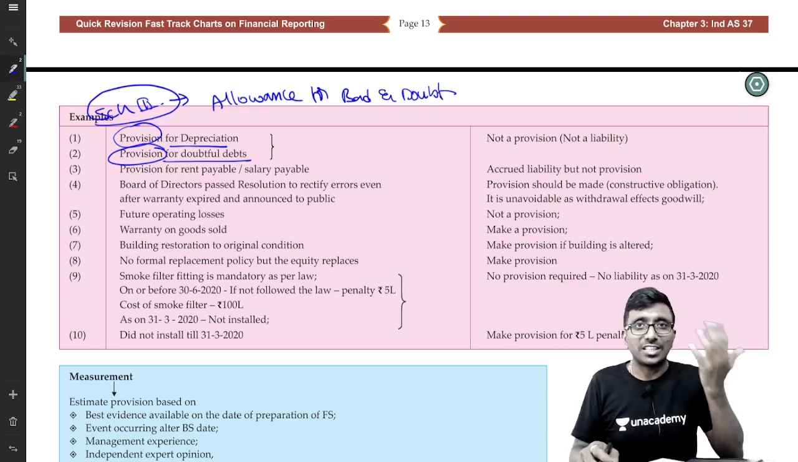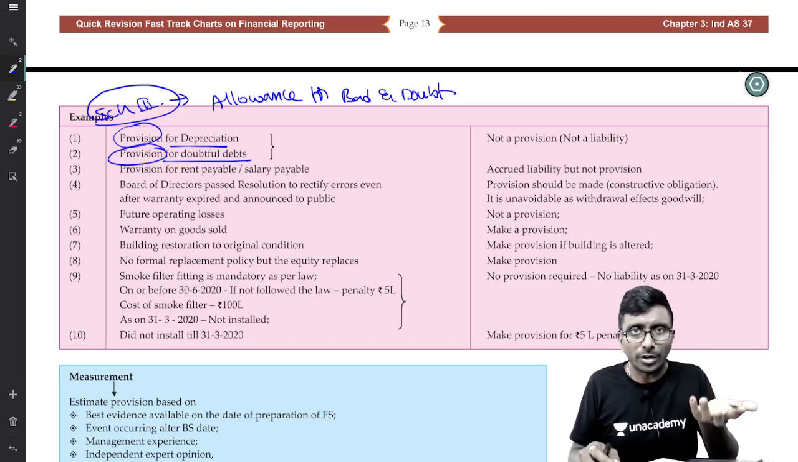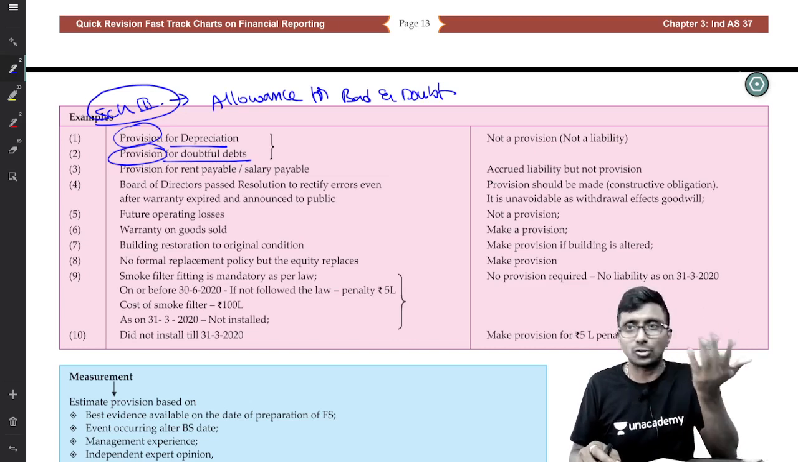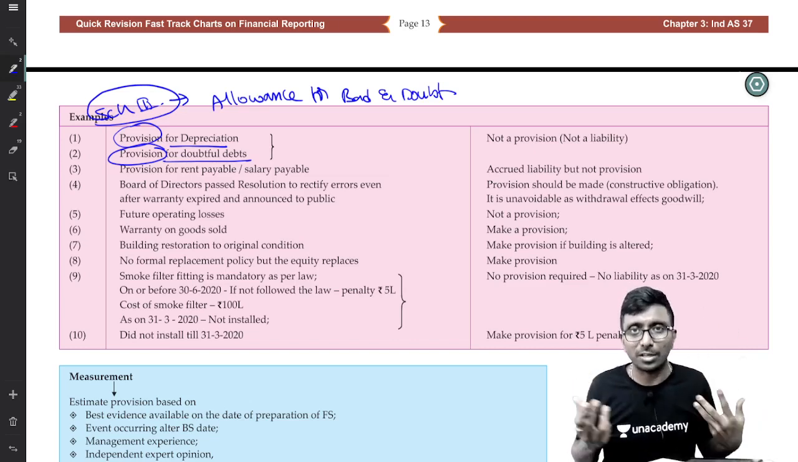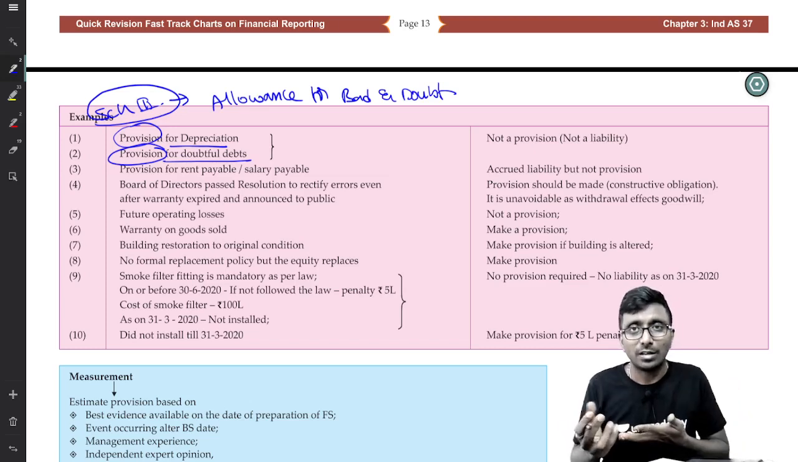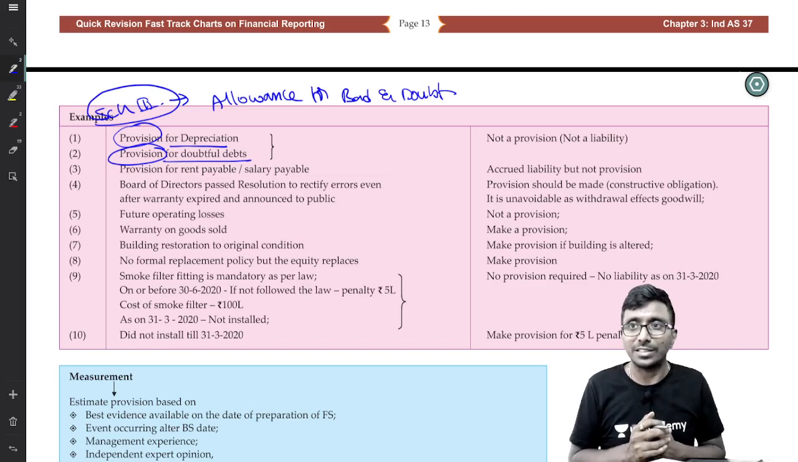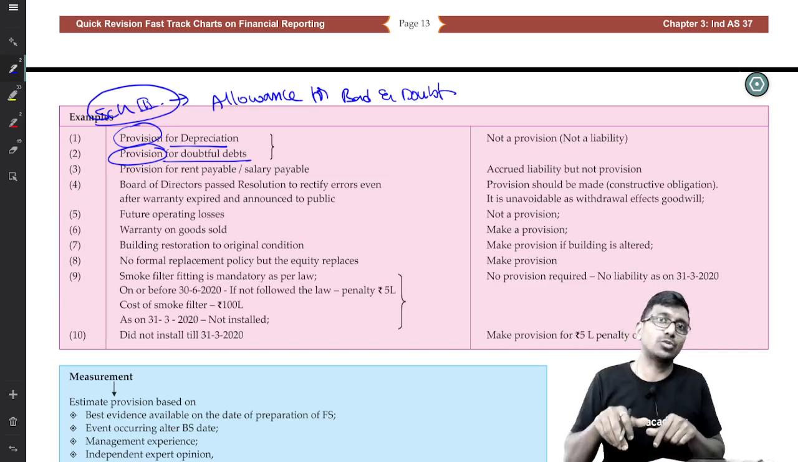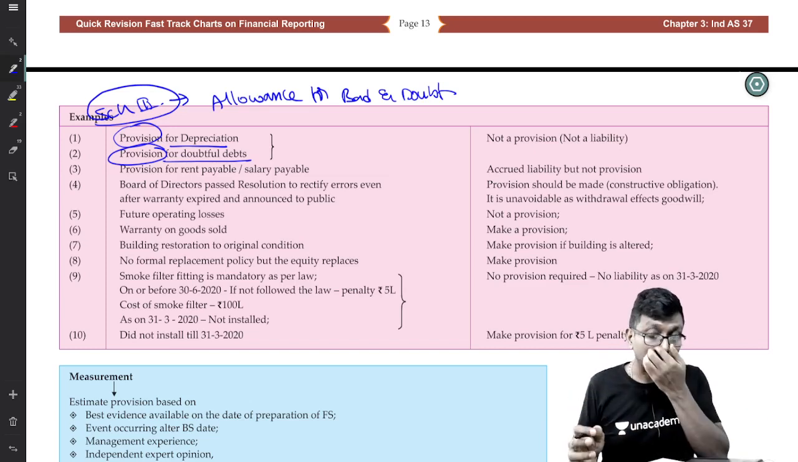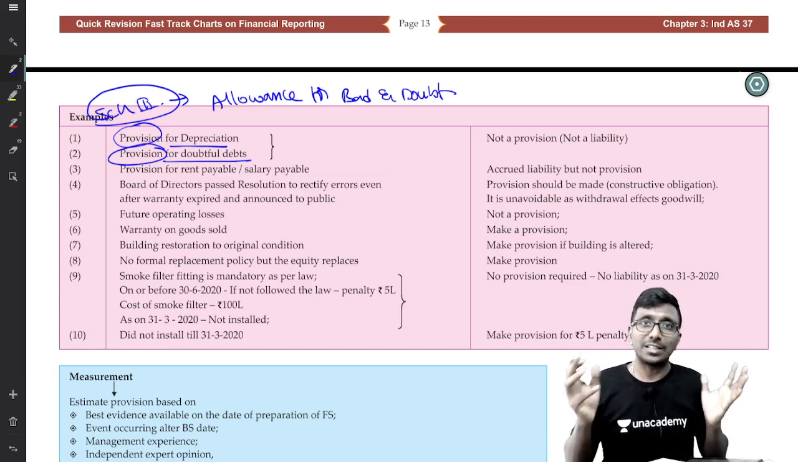Because provision is a liability. Am I liable to a debtor? How come? That guy has to pay me. He is not paying me. Then why will I say I am liable? You can say my receivable is less. It is not a liability. The receivable amount is reduced, but it is not a liability.